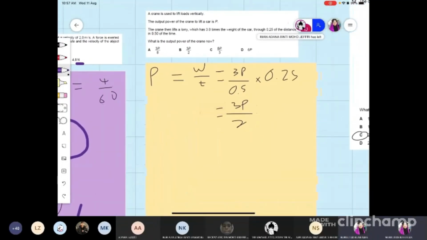Okay, and then a crane is used to lift loads vertically. The output power of the crane to lift a car is P. Dia tak bagi numerical value. Dia bagi dalam simbol P. The crane then lifts a lorry. What is the output power of the crane now? So this one you need to know the formula of power. So now given by your friends ni, power equals to work done over time.